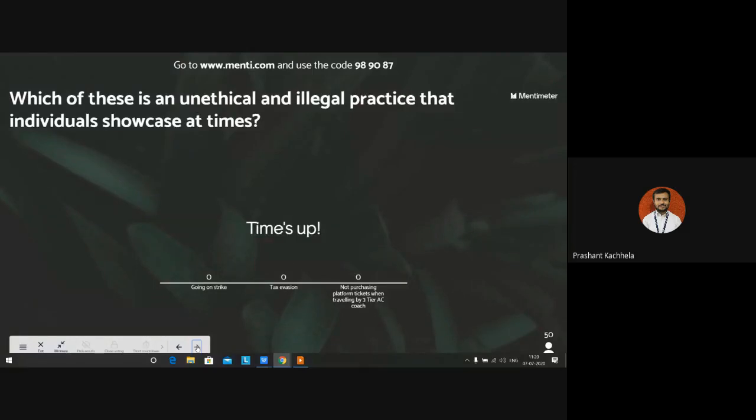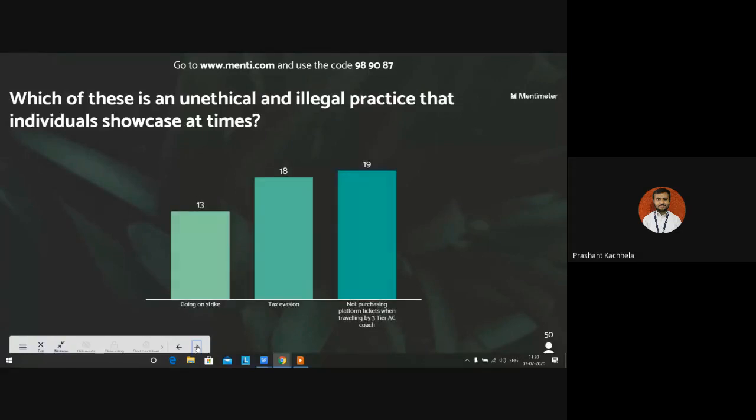Okay, now time's up, guys, and let's see. There are many people who replied. It is very shocking that the majority of you are thinking that not purchasing platform tickets when traveling by three-tier AC coach is the unethical or illegal practice. But the correct answer is tax evasion. First, let's discuss all the options.